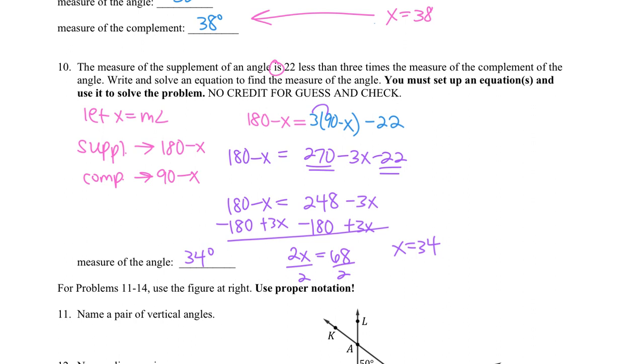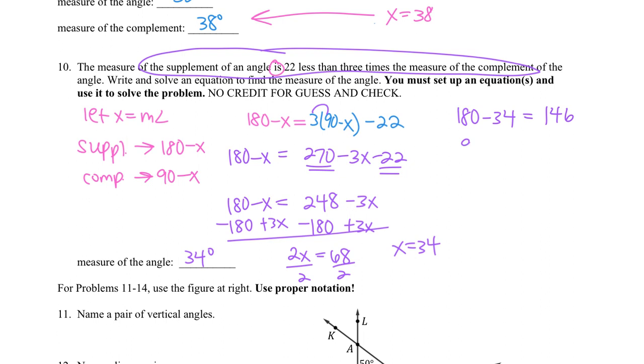Now, how can I super easily check my answer? Make sure it works in this sentence, right? Is the supplement of this angle, 34, 22 less than 3 times the measure of the complement of this angle? Well, let's see. What's the supplement? The supplement will be 180 minus 34. That is 146. Okay, what's the complement? 90 minus 34 is 56.